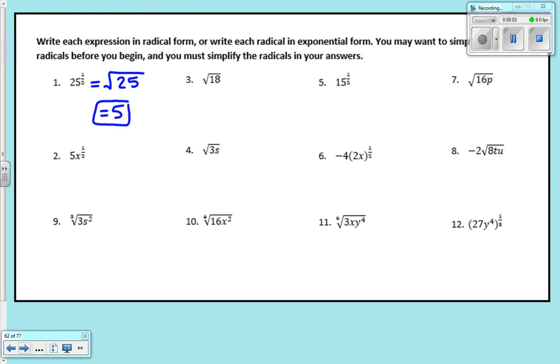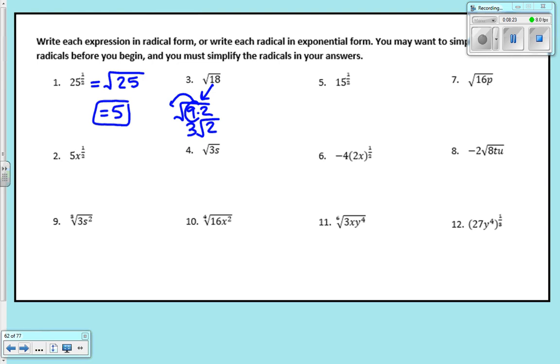Okay, so let's look at number 3, square root of 18. Well, that's starting as a radical, so they're wanting me to change it to an exponential, right? But I need to make sure that I can't simplify this first. And I can. This is the same as the square root of 9 times 2. So really, I take my 9 out, and I get 3 root 2. Well, I still have to change this to an exponent.